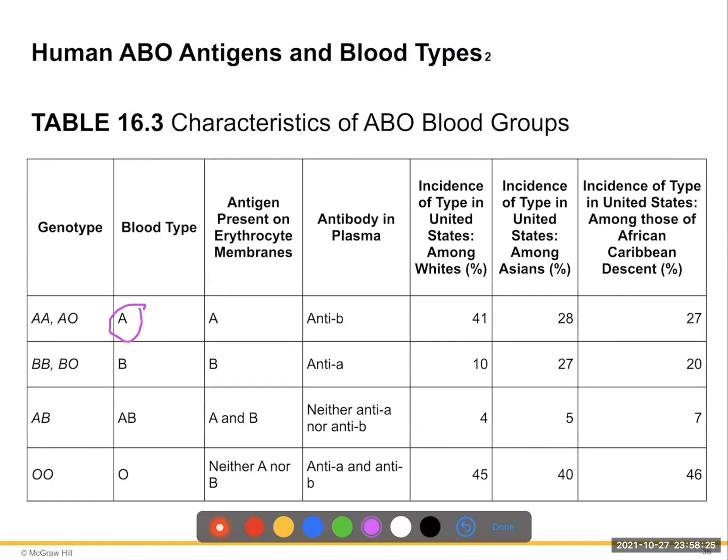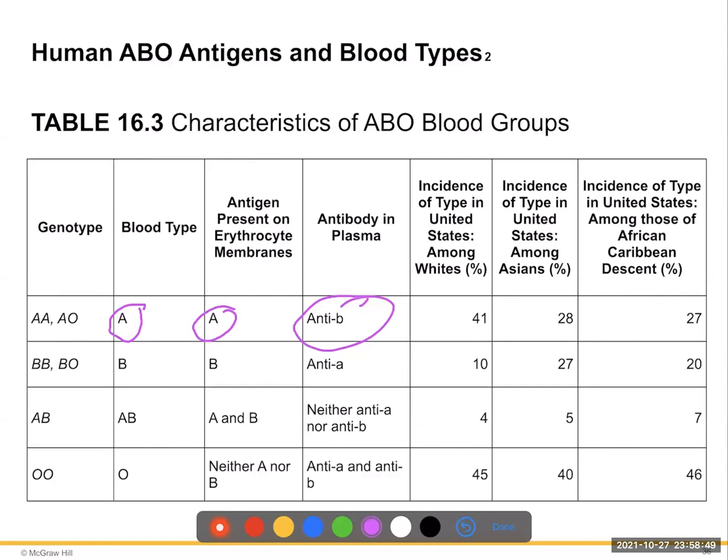Okay, the antigen is A. Now in the plasma, what's really interesting too is you have anti-B. So if you've got a person with blood type A, not only do you have the red blood cells with A antigen, you have antibodies against the B antigen. That was developed inside the person.